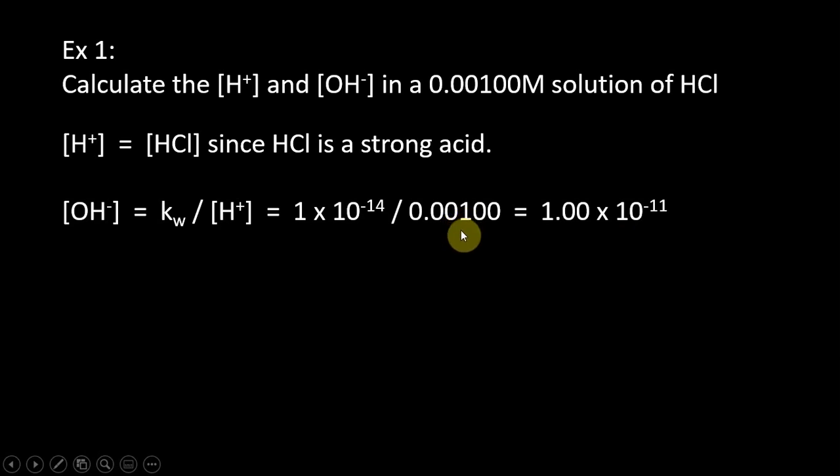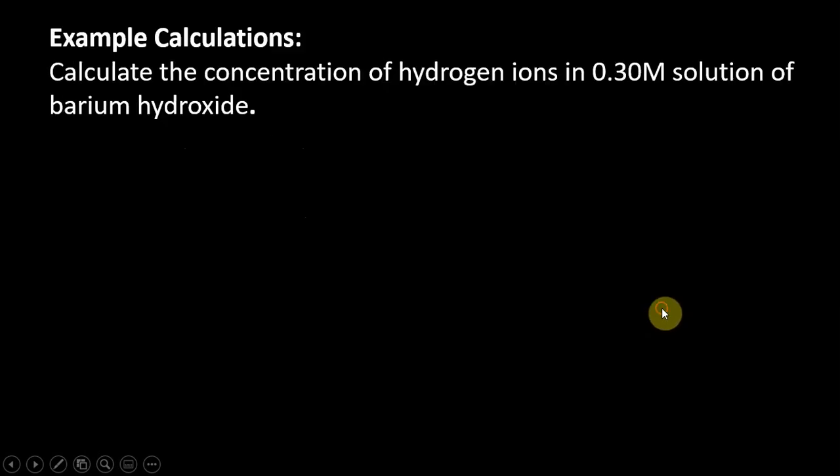moles per liter. So using our Kw equation, Kw equals hydroxide ion times hydrogen ion, rearranging to solve for the hydroxide ion concentration, we get 1 times 10 to the minus 14 over 0.01, and that gives us 1 times 10 to the minus 12 moles per liter.